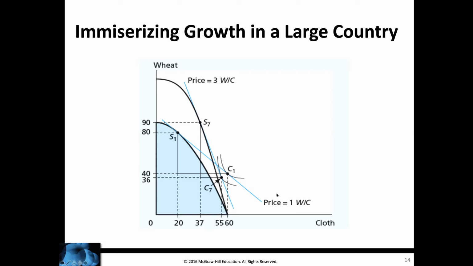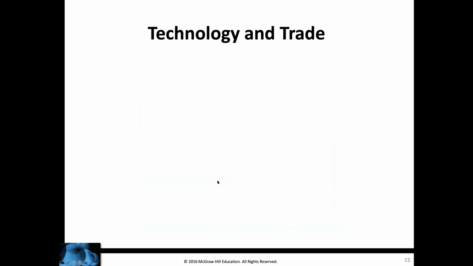So our price before was 1 wheat per cloth. But now it's going to cost us 3 wheat per cloth because of the drop in the price of wheat, because we're now producing more and exporting more. So you can see this price curve is becoming more vertical, which brings consumption to point C7. And so we can see here we have a negative effect on consumption, and it is not good for the country that this happens to.